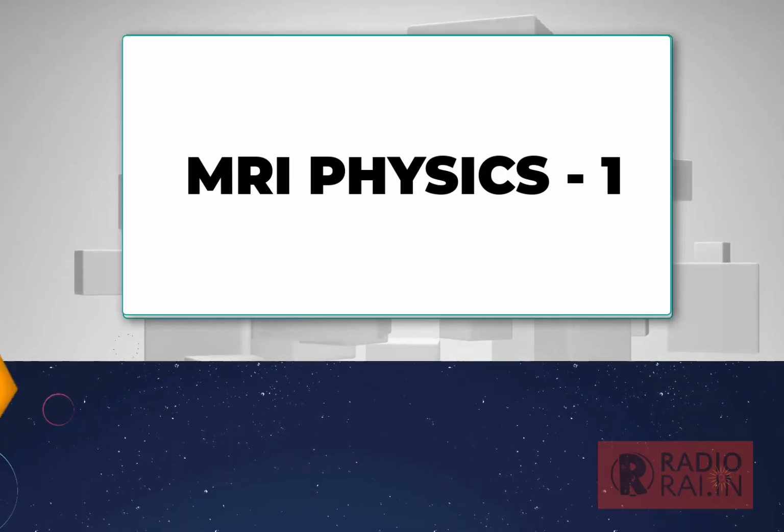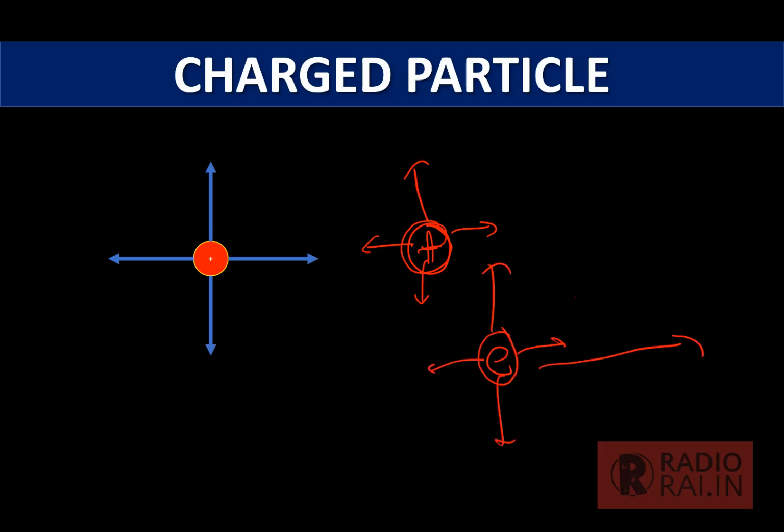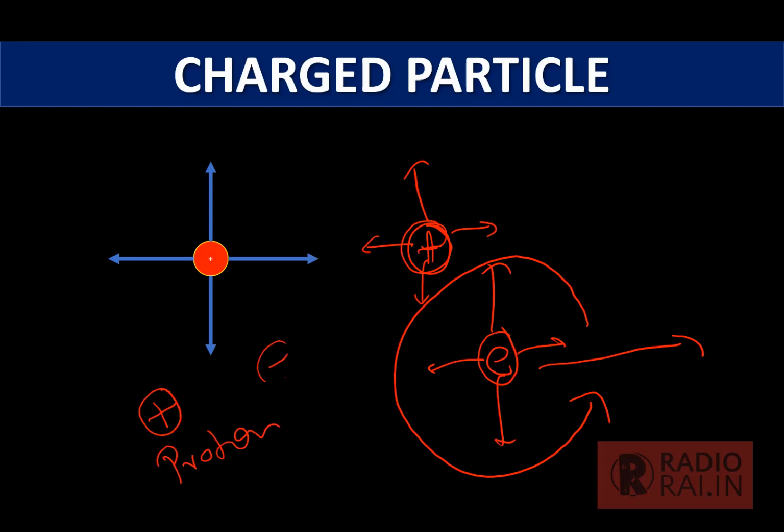Any charged particle will always have an electrical field around it. Whenever this charged particle starts moving, it will have a magnetic field around it. Examples of charged particles are positively charged protons or negatively charged electrons. These are all the charged particles.